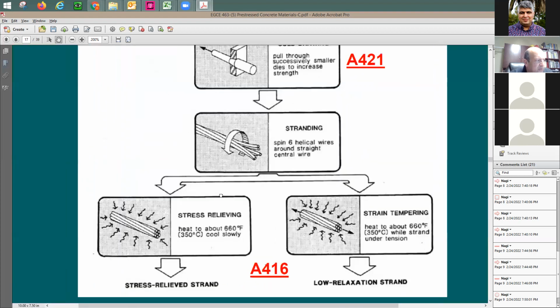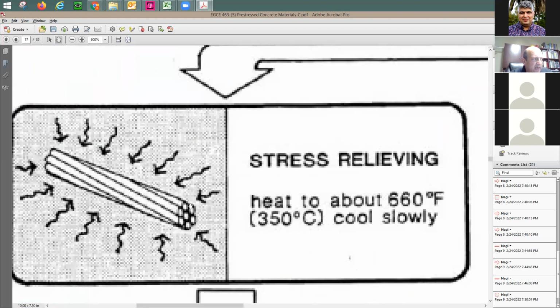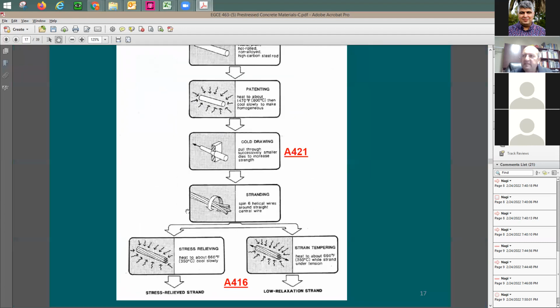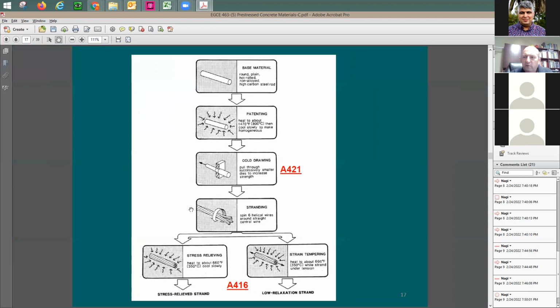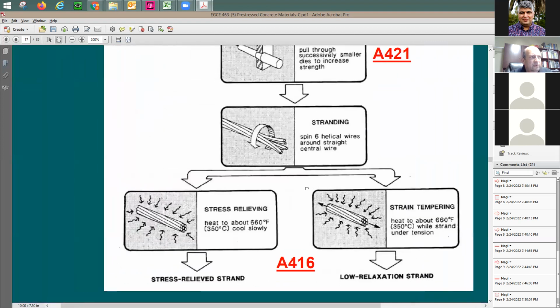If I may zoom in, just to show the picture. You're going to have 6 and 1 in the middle. Okay, now I call it a strand. So what is a strand? It's a bunch of wires, all twisted together. So all right, it's just a strand. Now it is not 416 yet. To make it 416, I have 2 phases. Or if you like, I have 2 options. You do one of them.